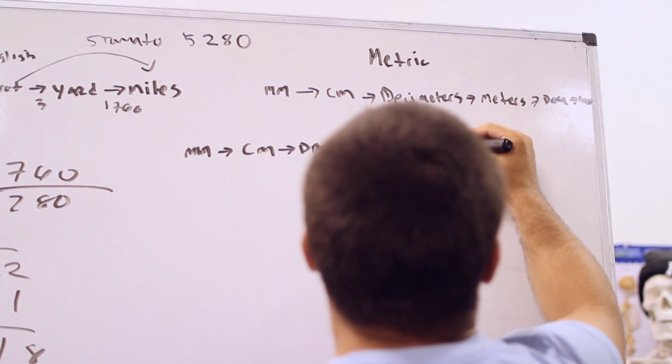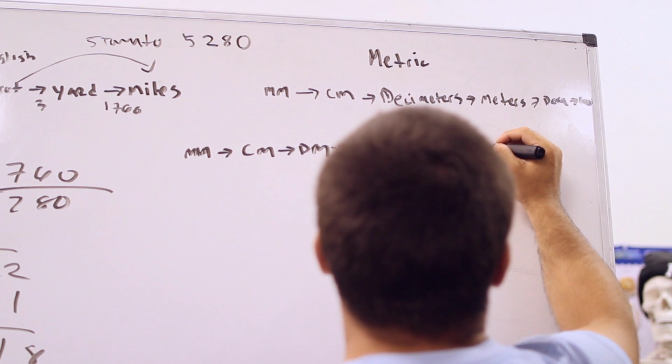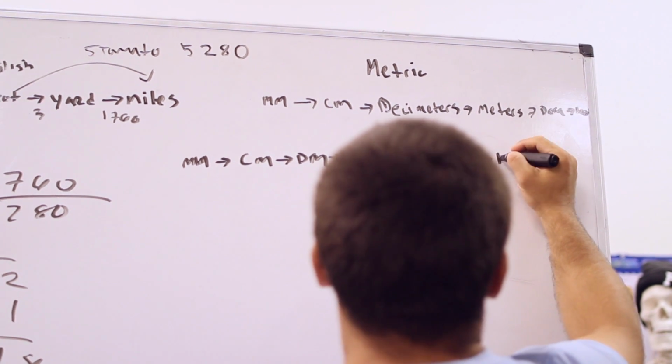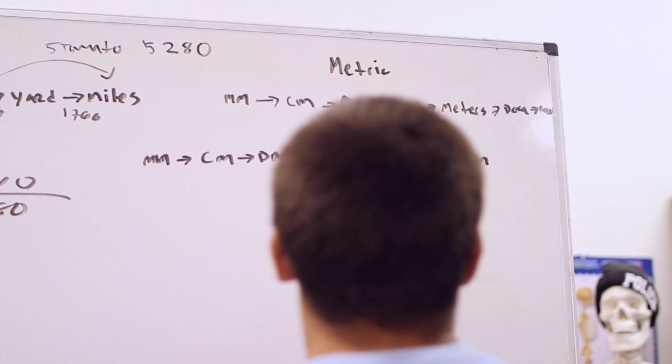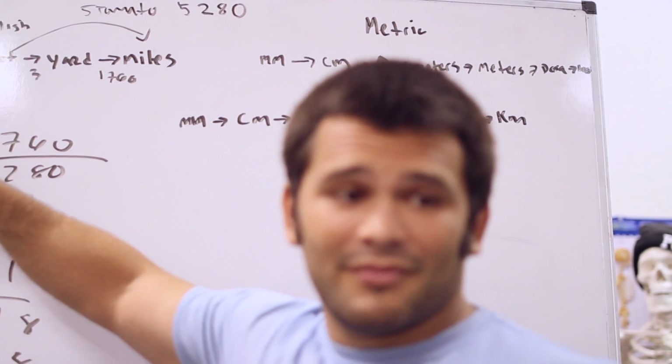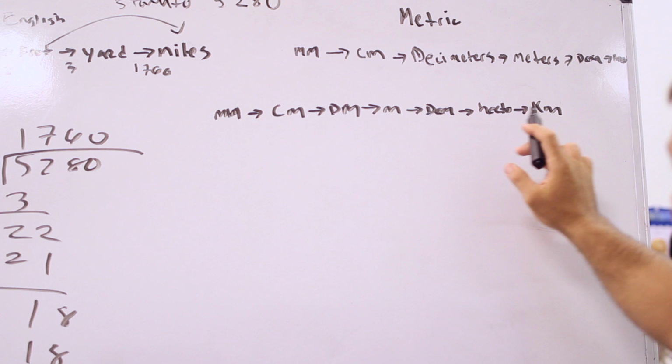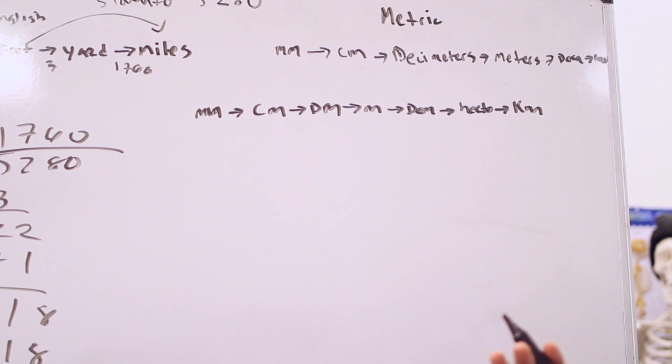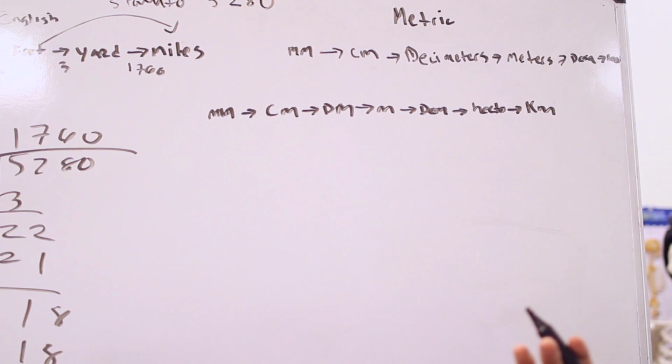Then what? Hecto. Then what? Kilometers. Okay? And listen. There are more names that way that you haven't learned yet, and there are more names that way that you haven't learned yet. Okay? Got it? Yes, sir.